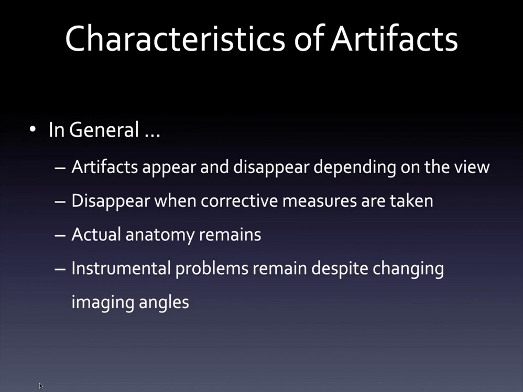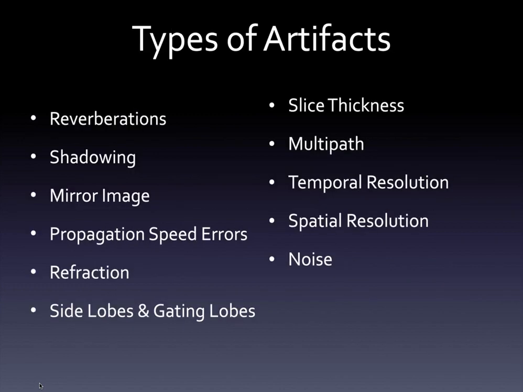Artifacts will also disappear when corrective measures are taken. If you have too high gain, you can turn down the gain. If you turn on harmonics, you can get rid of some of the near field or rib artifacts, and so on. Again, if it's real anatomy, it will remain. And if there's an instrumental problem, for example, there was a time when the crystal was really important: if one crystal is down, then the whole line is black. I think now with electronic steering, this particular problem is no longer present. But there are sometimes probe problems, like if the probe is fuzzy or the crystal has been shaken and not aligned, then the image will be fuzzy no matter where you do the imaging. So these are some ways that you can debug your problems.